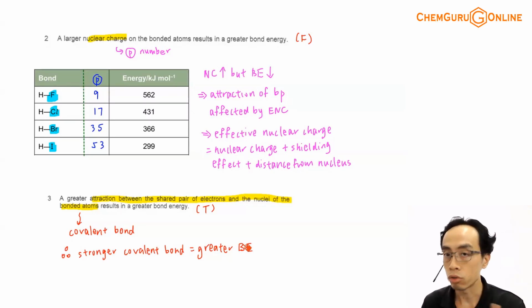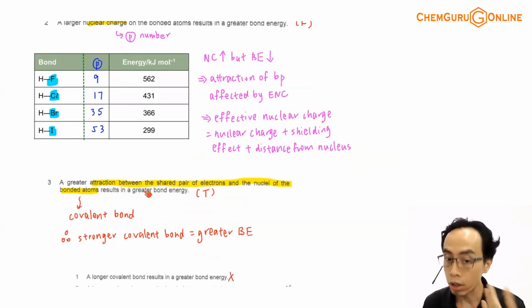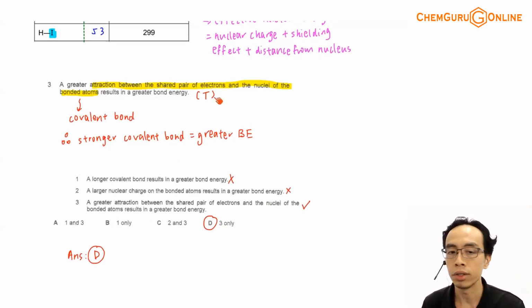So if the covalent bond is stronger, this will mean that I'll need more energy to break this bond. So statement number 3 will always be true. So we have our conclusion here.